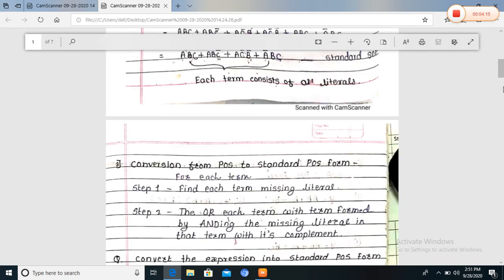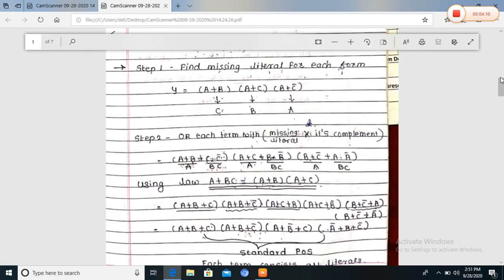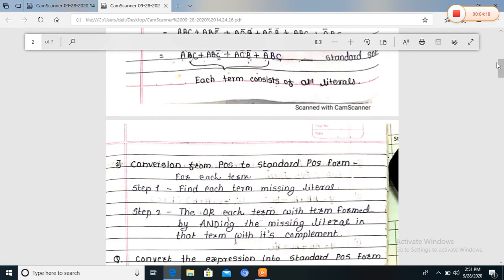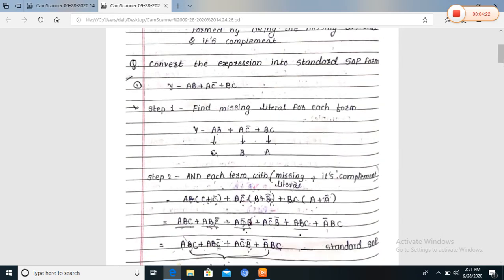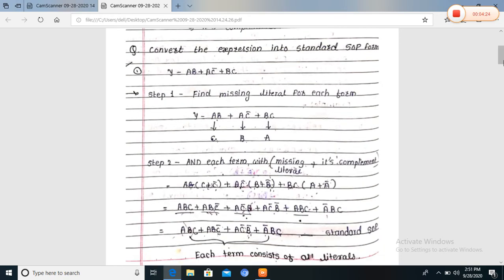So we solve that example. In the example, AB is completely multiplied with C plus C bar, AC bar is completely multiplied with B plus B bar, and BC is completely multiplied with A plus A bar.